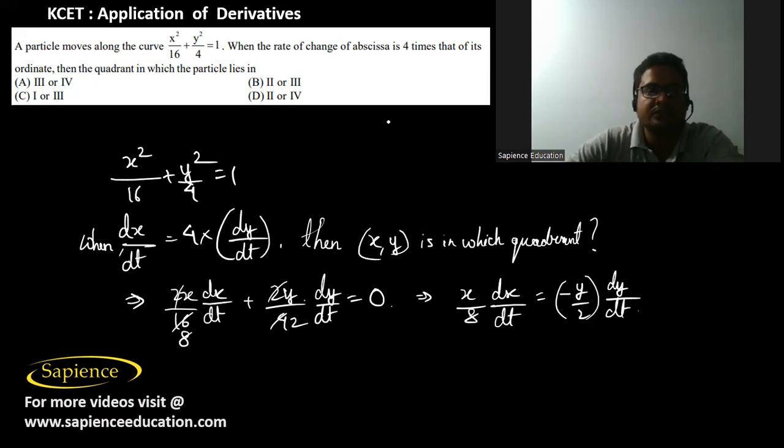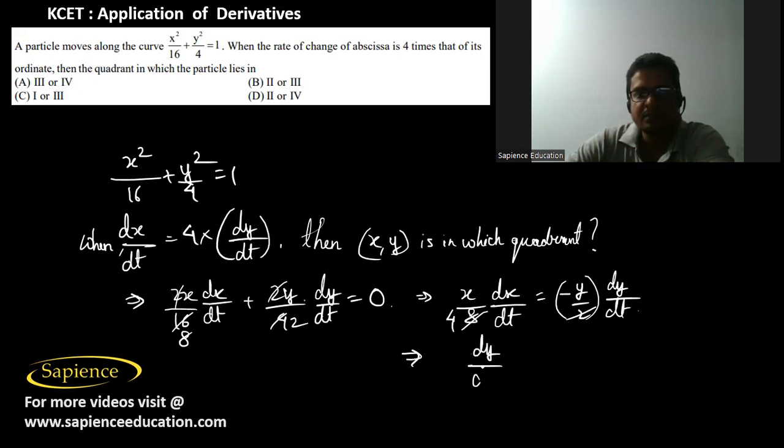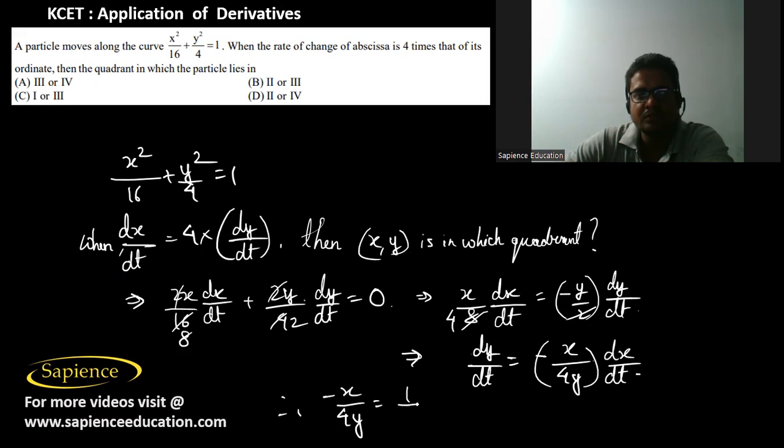So the rate of change of abscissa is 4 times that of the ordinate. Okay, so this will be 2, 4 to the 8. So then, here we can see that dy by dt is coming minus x by 4y into dx by dt. Therefore, if we compare these two, then we will get minus x by 4y equal to 1 by 4.